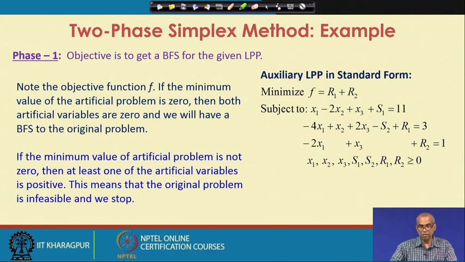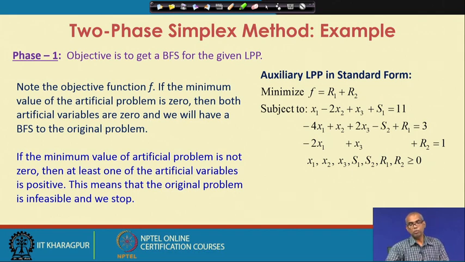So, note the objective function f. If the minimum value of the artificial problem is 0, then both artificial variables are 0 and we will have a basic feasible solution to the original problem. If the minimum value of the artificial problem is not 0, then at least one of the artificial variables is positive, because artificial variables can take only 0 and positive values. So, if their sum is not 0, it means at least one of the artificial variables is positive. This means that the original problem is infeasible and we will stop.